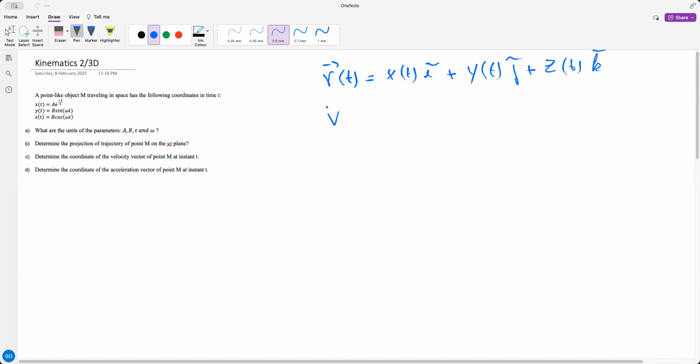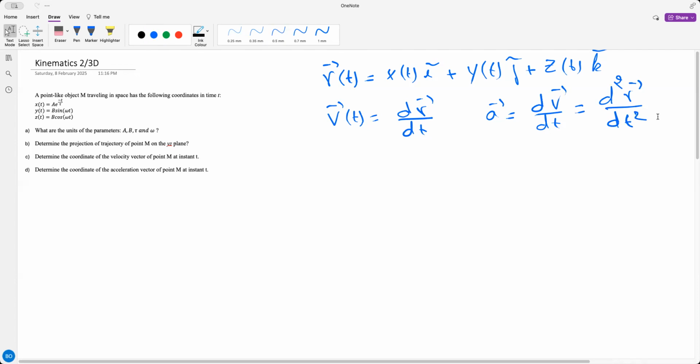And then the vector velocity is the rate of change of the vector position, and the acceleration is the rate of change of the vector velocity, and it's also the second derivative of the vector position. So in this example, we have a point-like object that is traveling in space and has the following coordinates x, y, and z. And the first question is, what are the units or dimensions of the parameters a, b, tau, and omega?